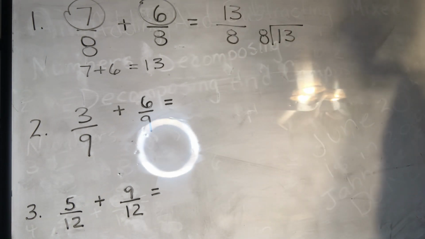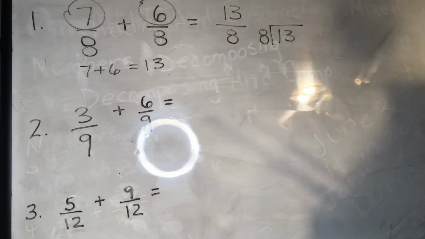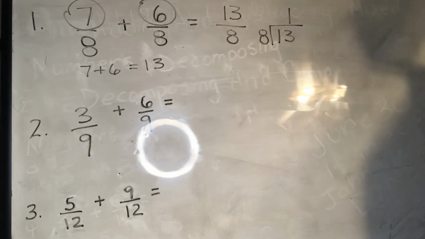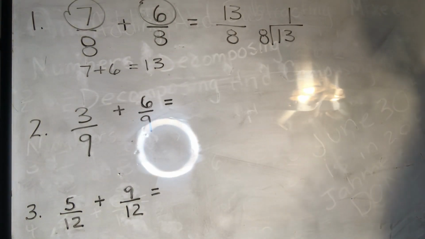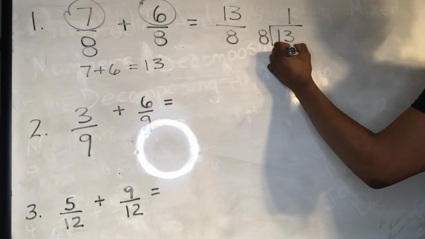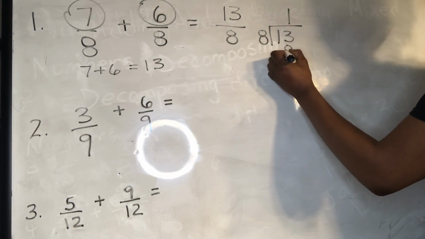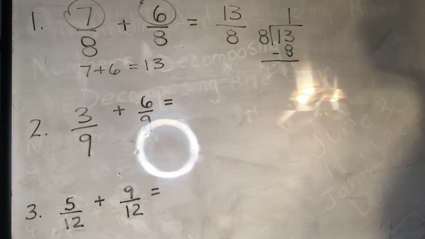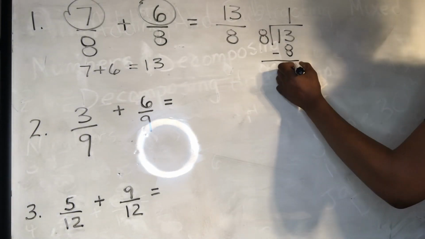So Jamir, how many groups of 8 can we get out of 13? One group. That's correct. We can get one group out of 13. So then we're going to go ahead and do the multiplication. 1 times 8 is how much? 8. All right, so we put that 8 right up underneath the 13. We draw our subtraction and our equal sign. We're at 8. We're going to count up to 13. 9, 10, 11, 12, 13, and we're going to get 5.